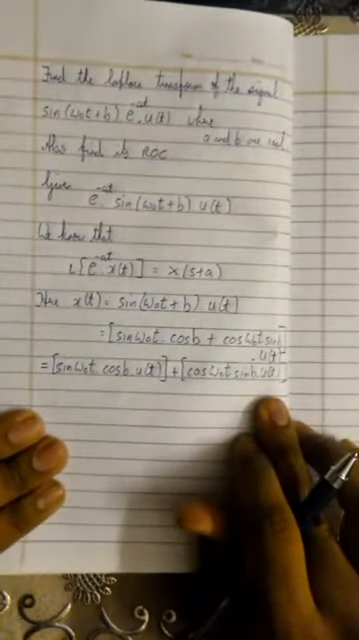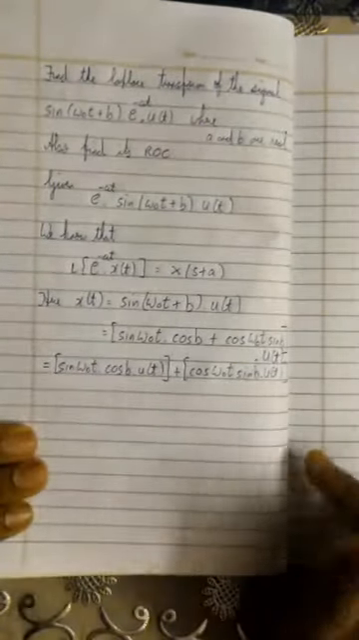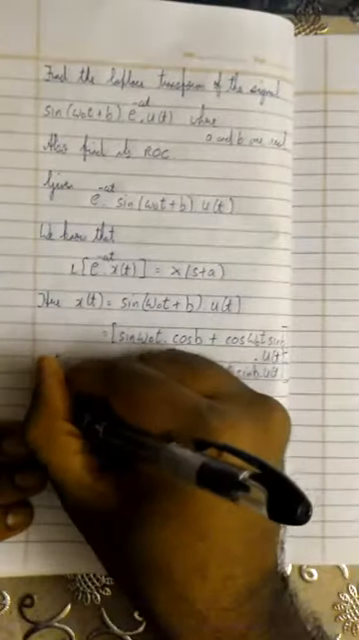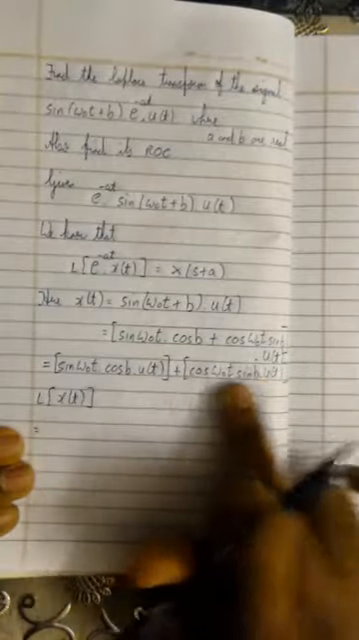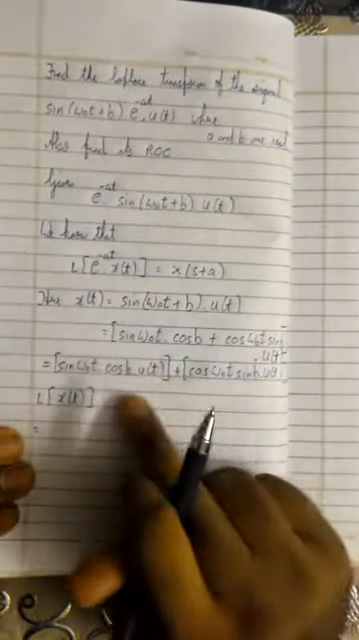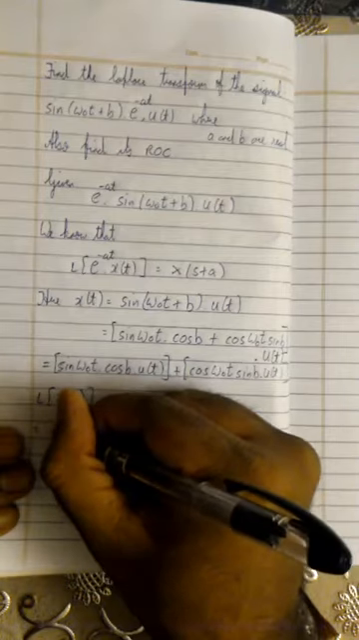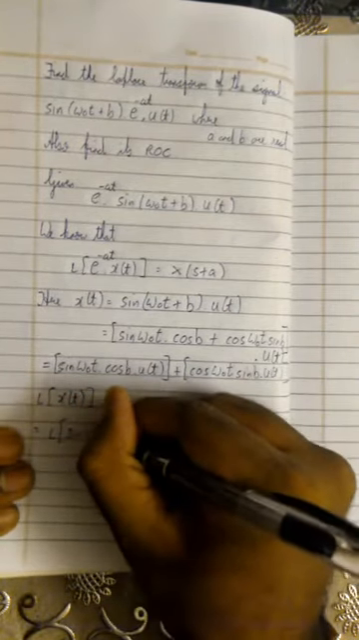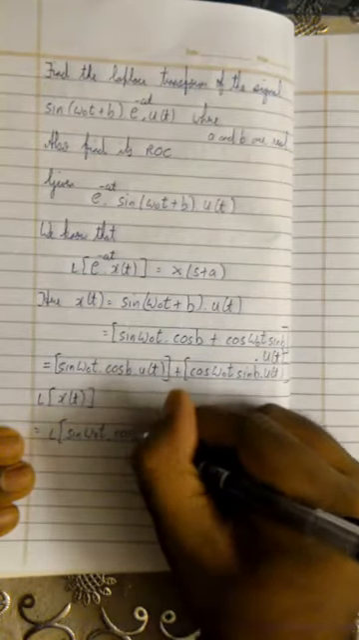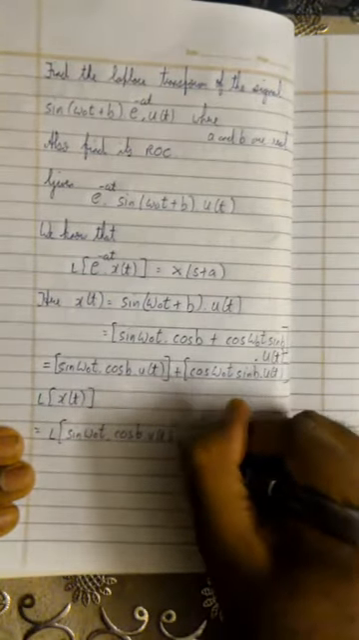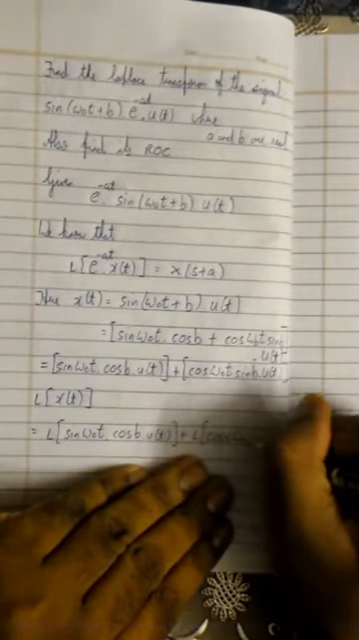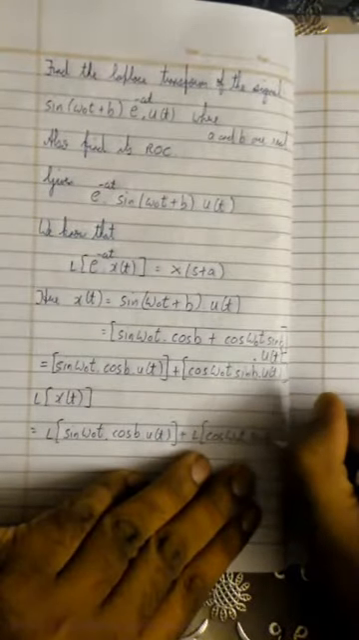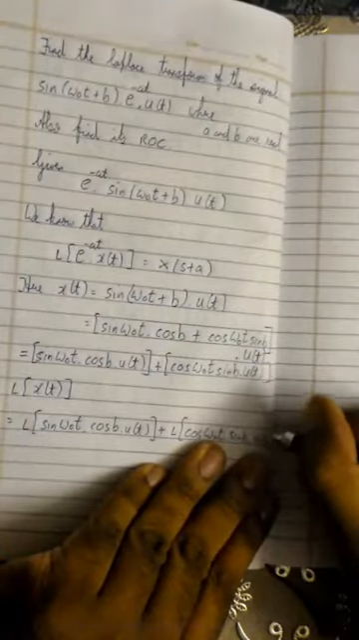Now I am going to find the Laplace transform. Now this will become a very easy problem. So the Laplace transform of x of t is nothing but the Laplace transform of this plus the Laplace transform of this. That means the Laplace transform of sin omega 0 t cos b into u of t plus the Laplace transform of cos omega 0 t sin b into u of t.